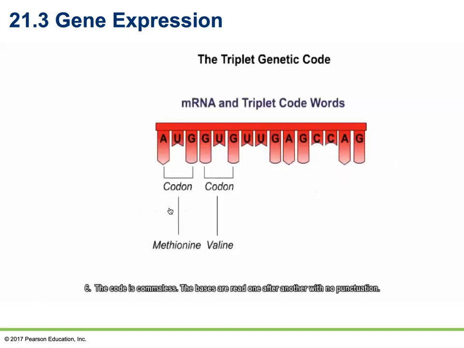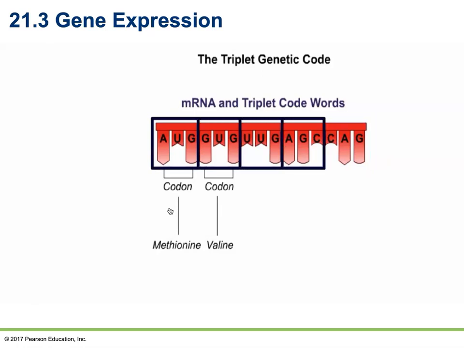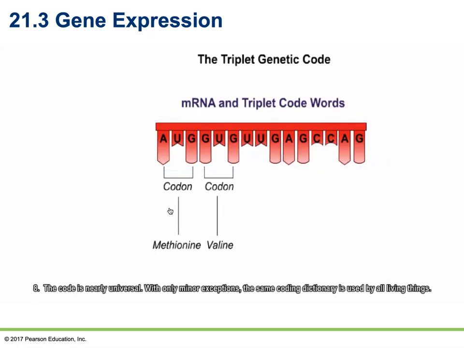6. The code is commaless. The bases are read one after another with no punctuation. 7. The code is non-overlapping. Once translation commences, each base is read in order with no overlap. 8. The code is nearly universal. With only minor exceptions, the same coding dictionary is used by all living things.